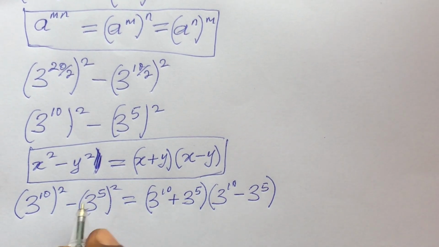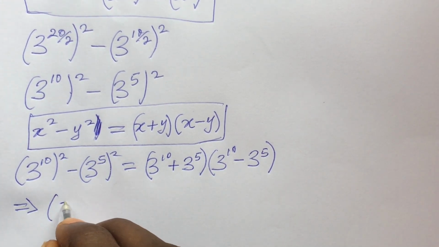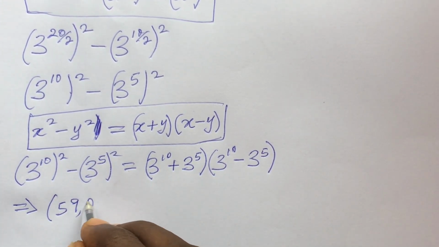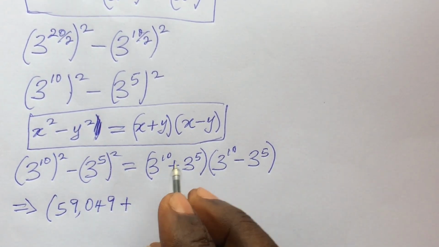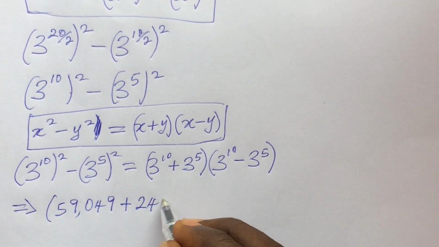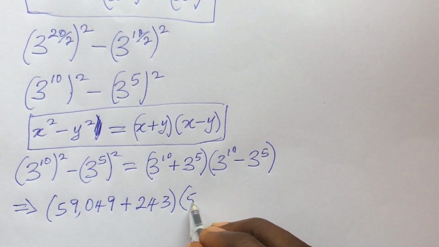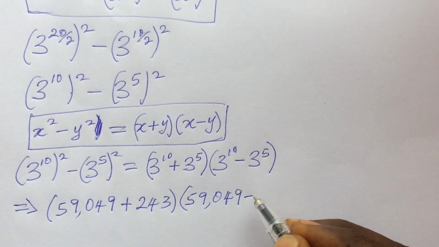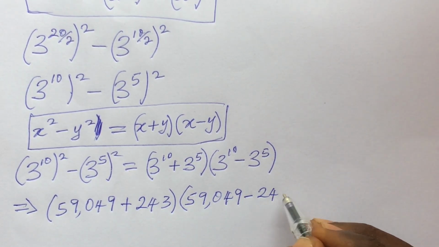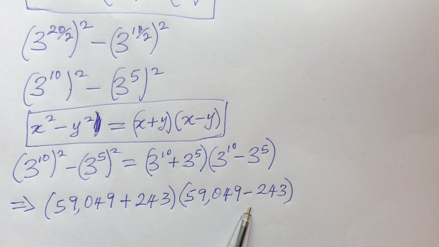Now, from this expression here, we can bring out the value of 3 to the power of 10. What is 3 to the power of 10? This implies 3 to the power of 10 will give us 59049, plus 3 to the power of 5, which is 243. Close bracket. Same thing we're going to have here: 59049, then minus 243. We can use our normal simple arithmetic to add this and subtract this.